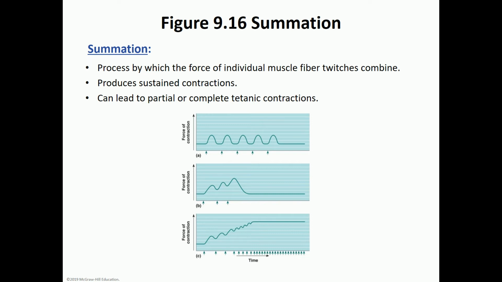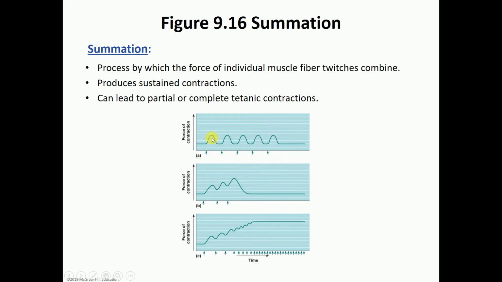Now, what is summation? When we contract, we don't really contract individual muscle fibers. We don't do these individual twitches. Lots of muscle fibers contract together, and those are all summed up together in order to give us a movement, and that is known as summation. So summation is where we are producing the force by adding up all of those individual muscle twitches, combining them together to give you a muscle movement.